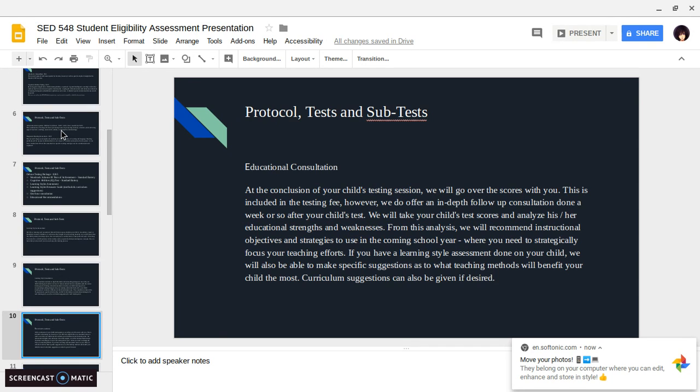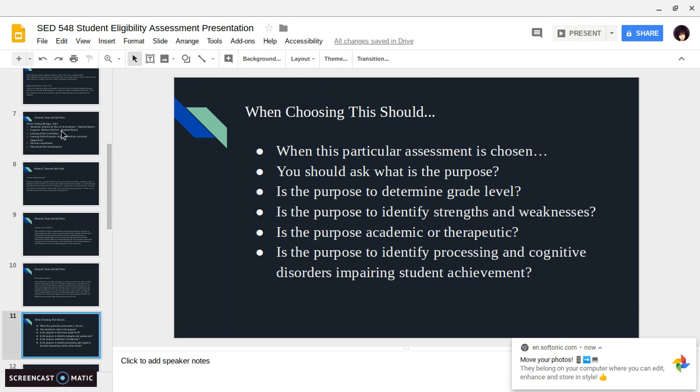from these consultations. Educational consultation, same thing as the conclusion of your child's testing. Woodcock-Johnson can go over the scores with you. This is included in the testing fee if you pay top dollar. However, they do offer in-depth follow-up consultations done a week or so after the student's test. And that works out fine with us, but usually we don't go this route. We have our own staff of facility professionals who go over this, but to get specific suggestions from a third party is always helpful.